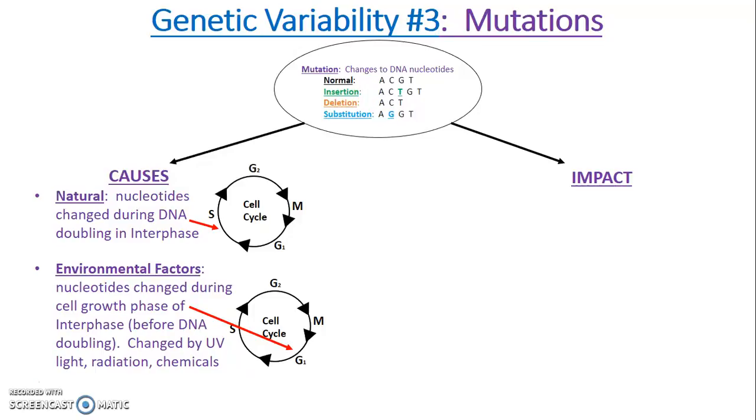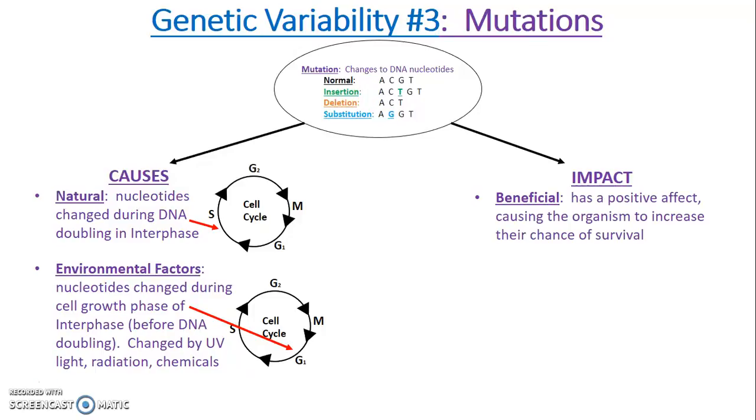So some impacts of mutations. Not all mutations are bad. Some of them can be beneficial, meaning they have a positive effect and help an organism increase their chance of survival. Maybe there is a mouse that is randomly born with a different hair color that helps them blend into their environment better. That means they're going to increase their chance of survival, which means that's a beneficial mutation for them.